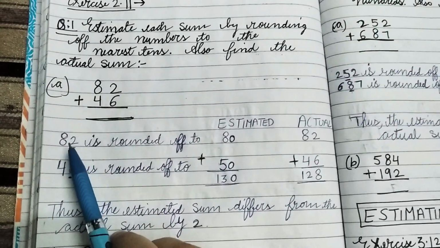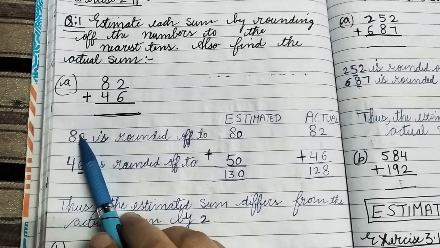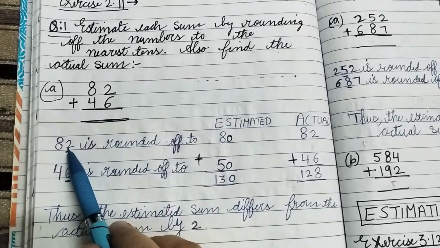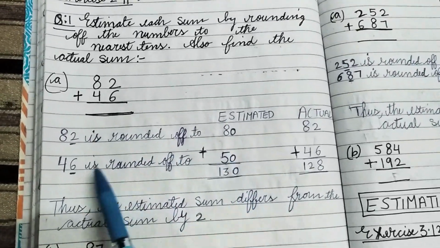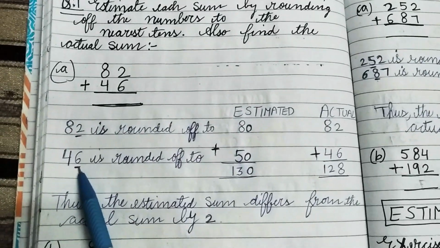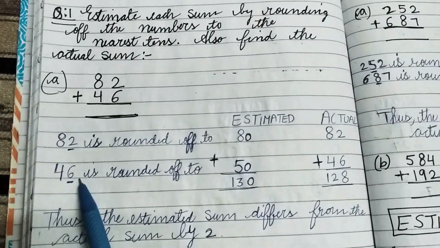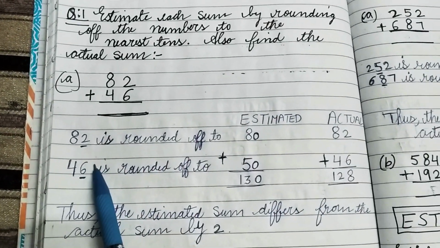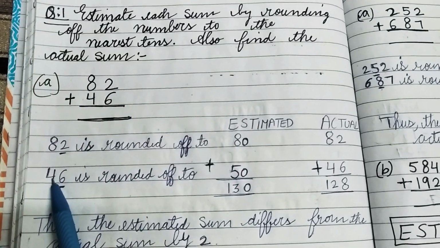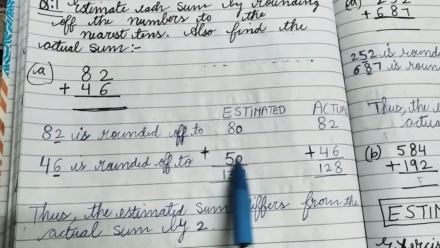So here 82 is rounded off to, now here at ones place, which digit is there? It is 2. Now 2 is less than 5. So what you will do? You will replace this 2 by 0. So estimated number will be equal to 80. Similarly for 46, you will concentrate on the ones place digit. Here it is 6, which is greater than 5. So you have to replace the 6 by 0 and you will increase the tens place digit by 1. That is, 46 will be rounded off to 50.